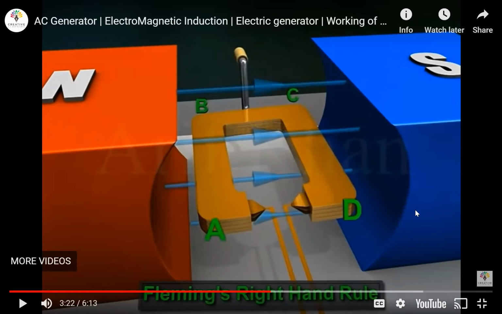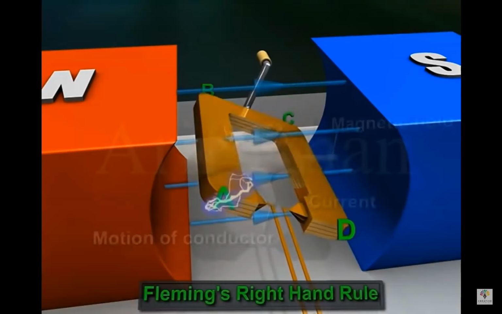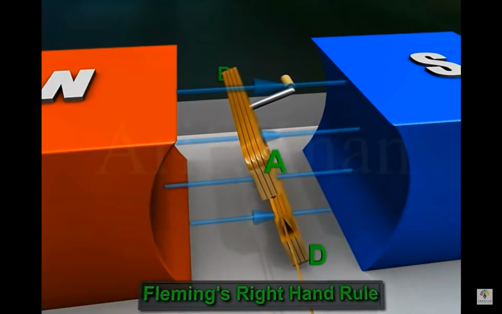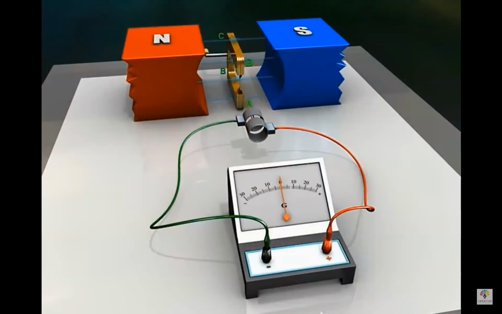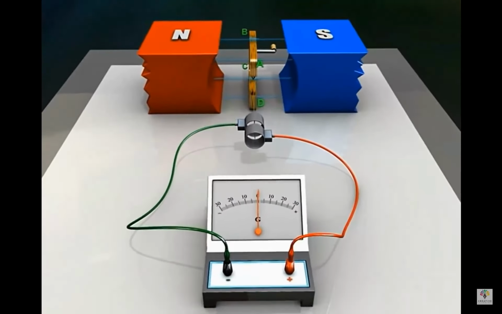That is why it will flow in two opposite directions of the current. Just now was DCBA, now it's ABCD. The flow of current is different already. Current will flow in the direction ABCD, that is, from B2 to B1 through the galvanometer. Thus, the induced current changes its direction every half rotation.